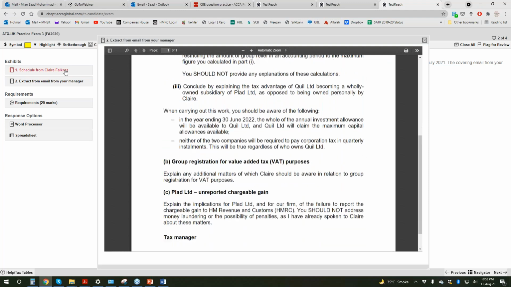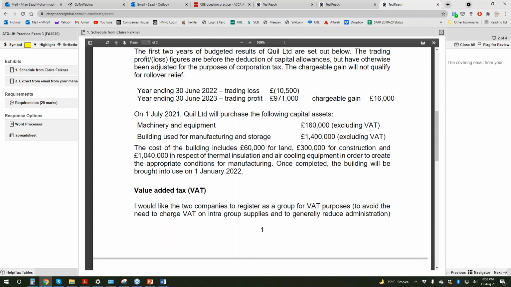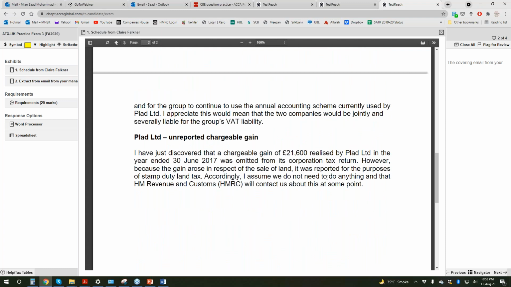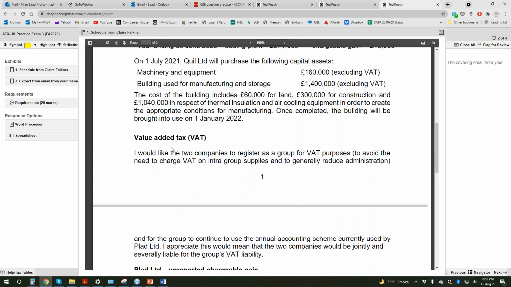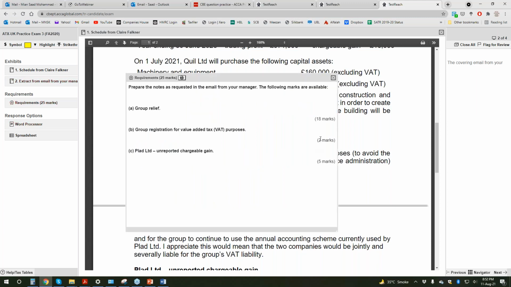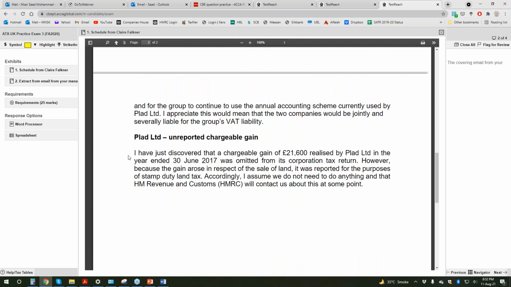So this is the complete process. However, in order to answer quickly, what you can do is open the scenario and look for the paragraphs. For example, this is the paragraph that tells about unreported chargeable gain, and this is the paragraph that tells about value added tax. And you can quickly think about the answer of these two parts. Now, guys, out of 25 marks, these two parts are worth 7 marks. So if I were in your position, I would first try to secure these 7 marks before reading the lengthy scenario. So let's quickly read this first.